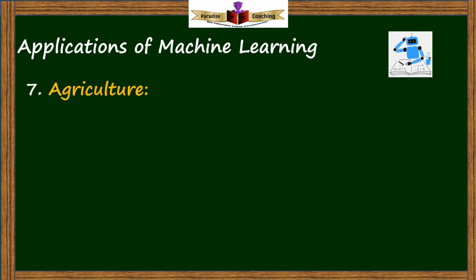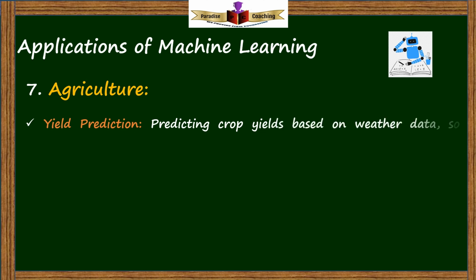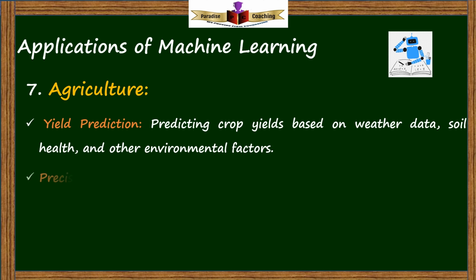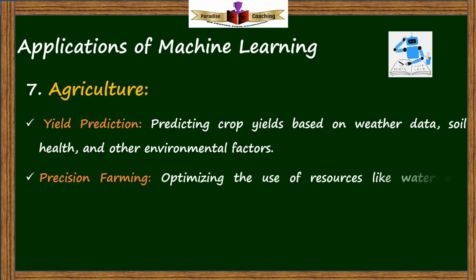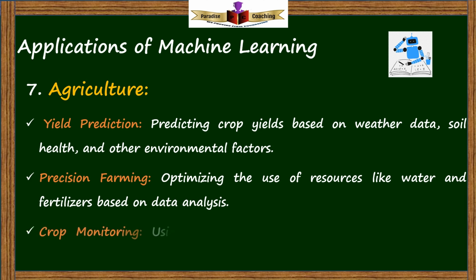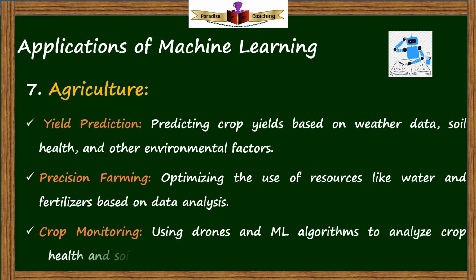Seven. Agriculture. Yield prediction, predicting crop yields based on weather data, soil health, and other environmental factors. Precision farming, optimizing the use of resources like water and fertilizers based on data analysis. Crop monitoring, using drones and ML algorithms to analyze crop health and soil quality.